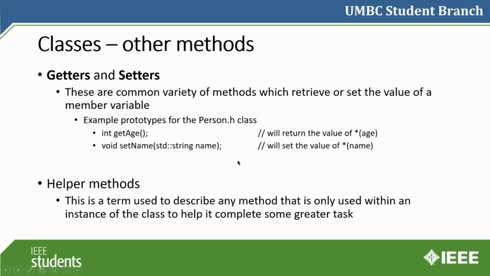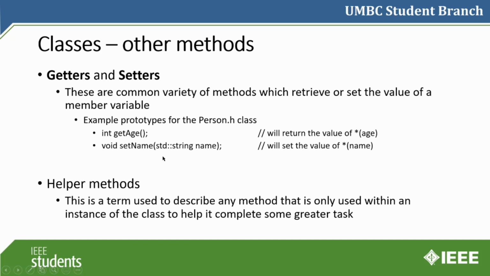So some other common methods to find in classes are getters and setters. We actually saw an example of this earlier with getName. What these are, they're just public methods that let you set the values of private variables or get the values of private variables.